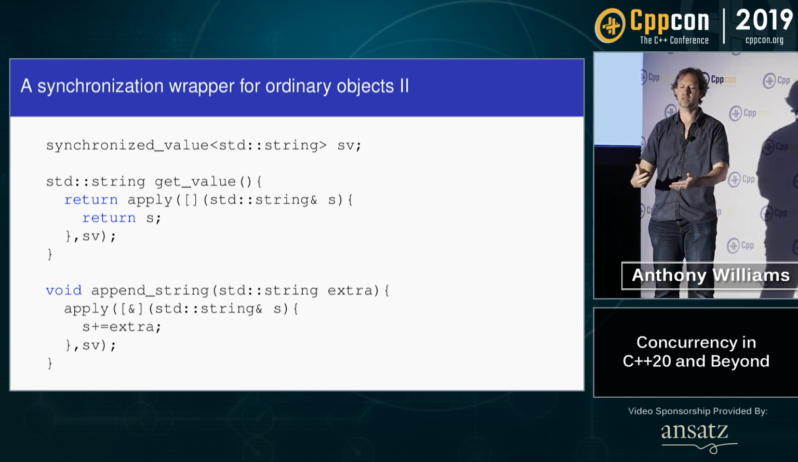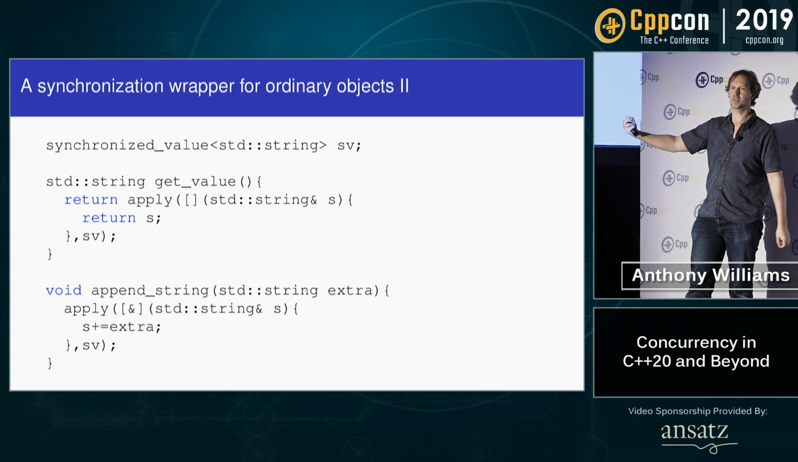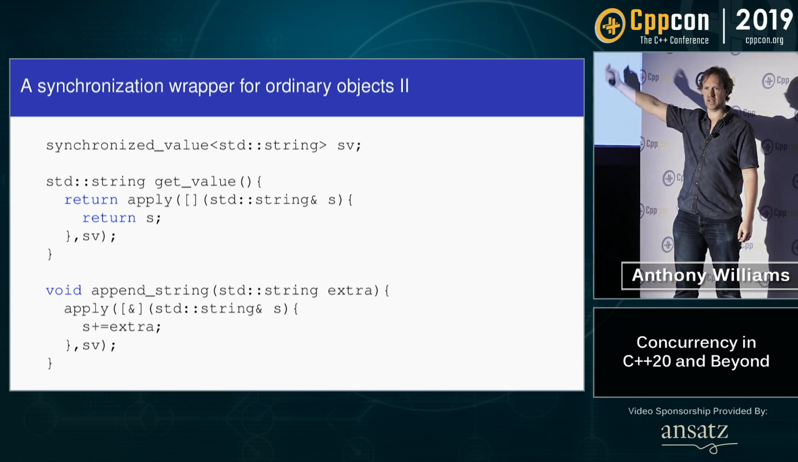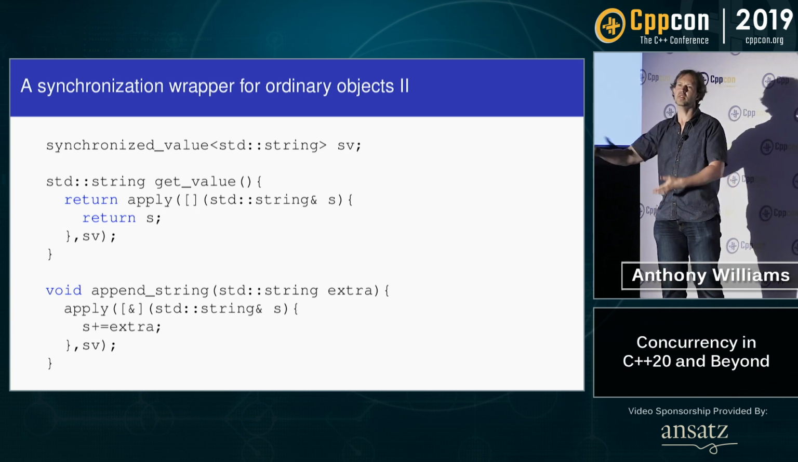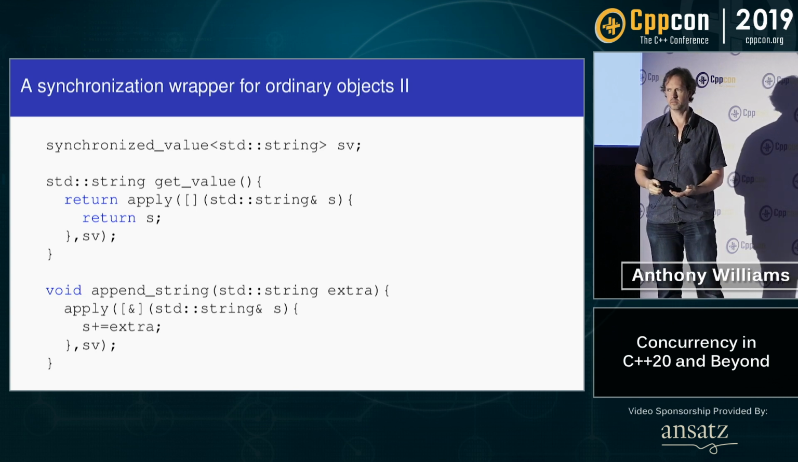And likewise, you could append a value to a string by having a little lambda that, again, takes the value by reference, and then you can add in this extra string that you passed, and that will then be done under the context of the mutex.